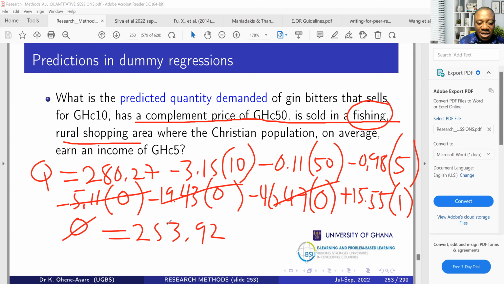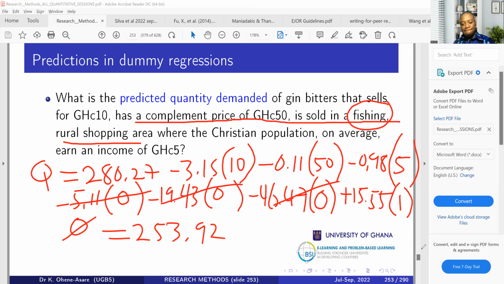253.92. That is the answer that you will get. So that becomes the predicted quantity demanded. Forget about the decimals. This is just for calculative purpose. We can always round it. That is how you execute this very plan. Yes, Gazari. Doc, thank you.